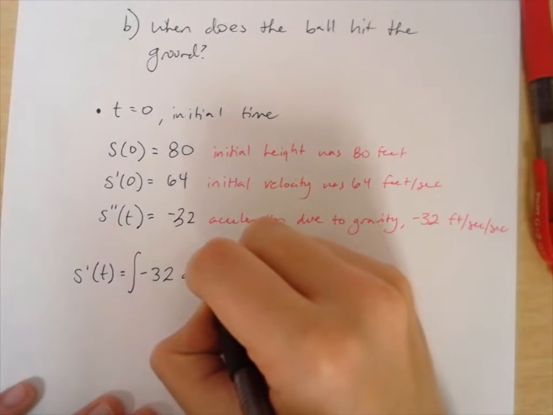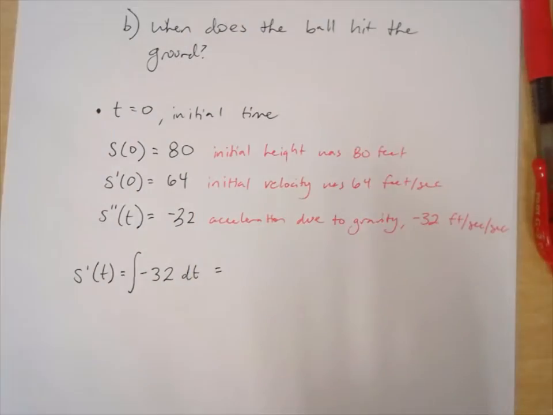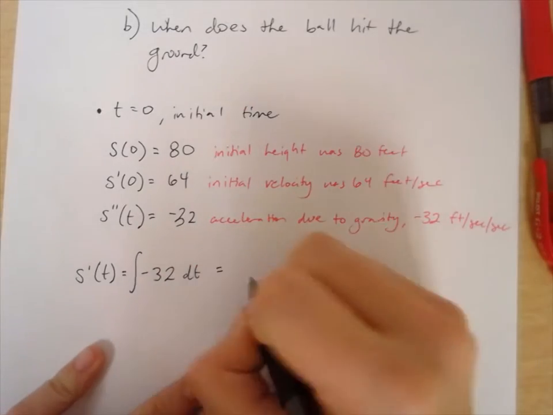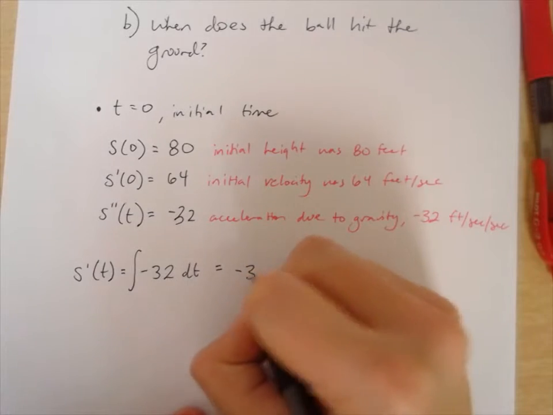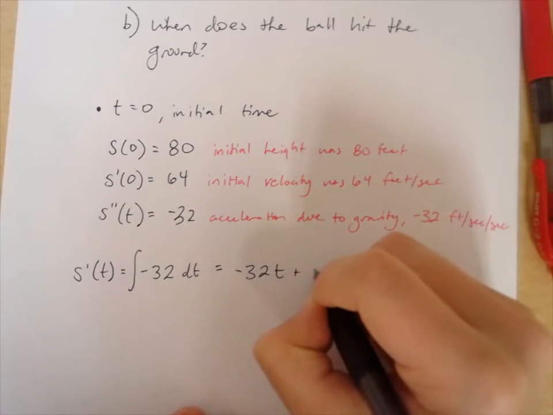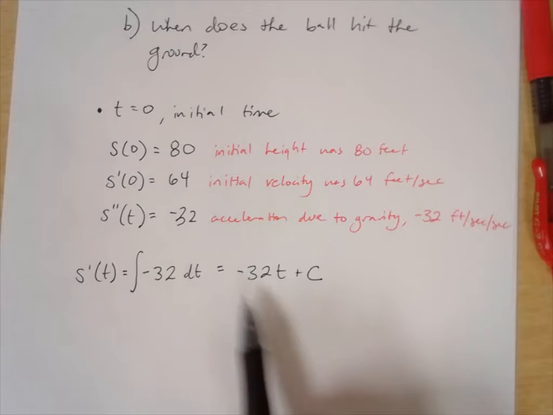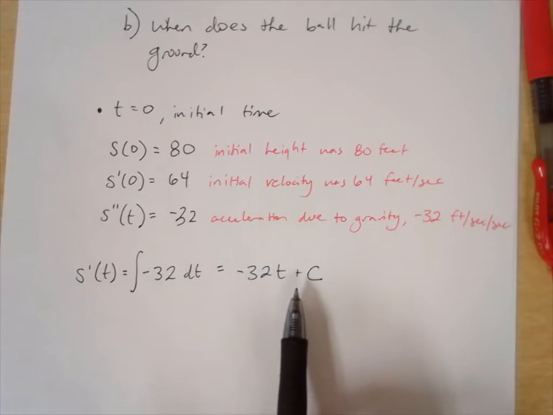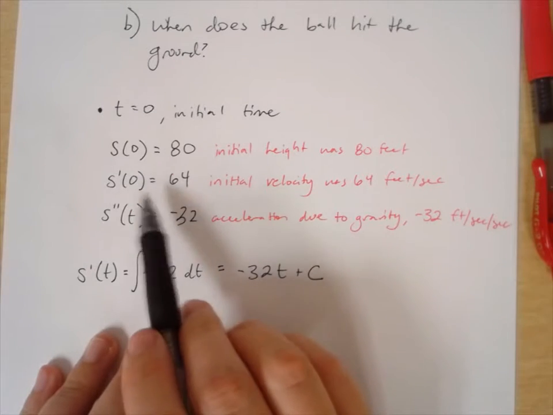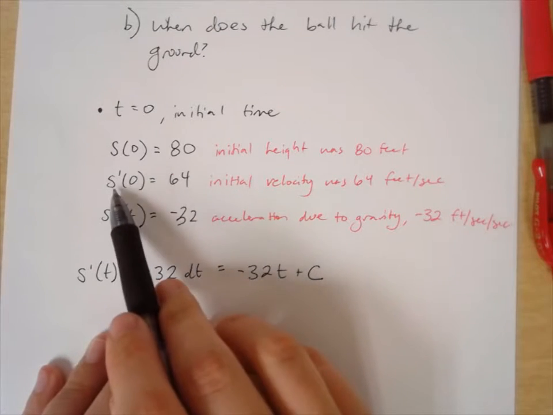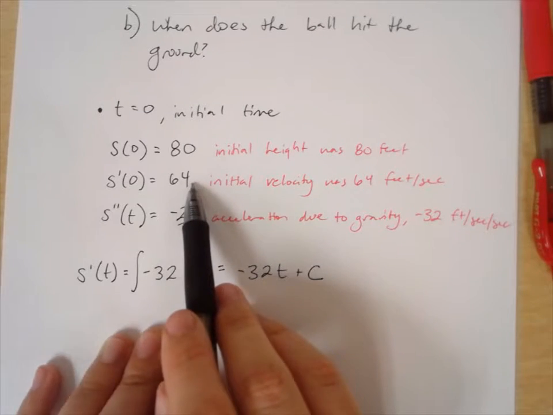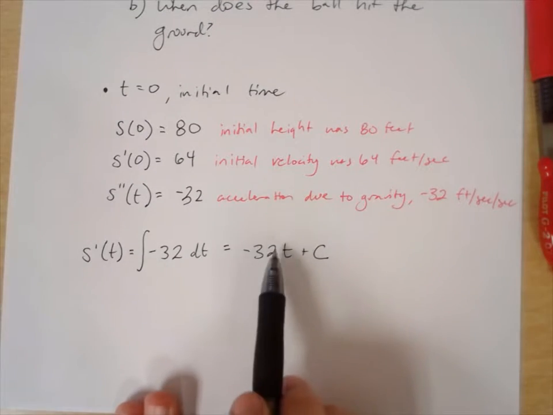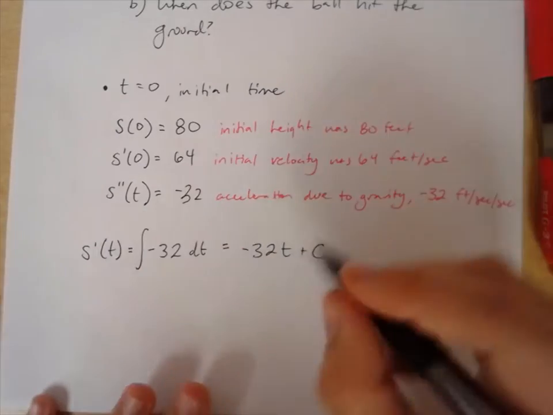And what that means is we're going to have a velocity function then of negative 32t plus c. And this is a general solution. It's not totally helpful to us yet, but we can find a particular solution if we go back and look at our initial condition for velocity. We know when time is 0, we have a velocity of 64. So let's substitute in that 0 here and set it equal to 64.